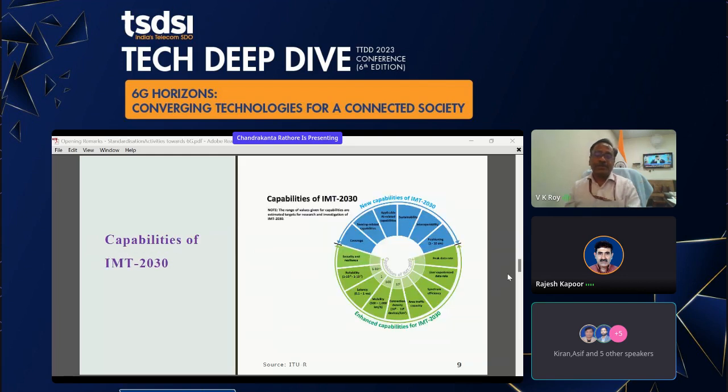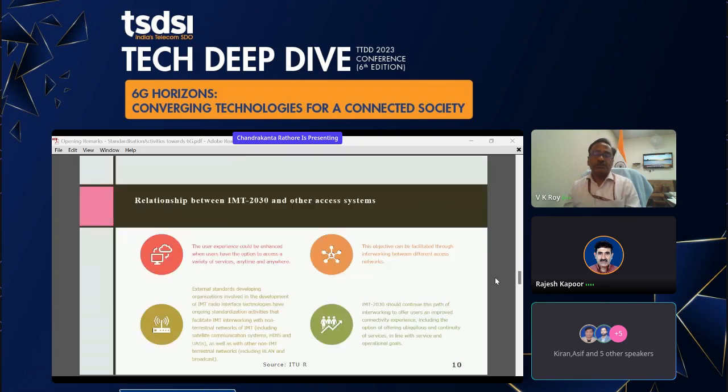So these are the related capabilities. Six capabilities have been added, and many are enhanced from the IMT 2020. So six capabilities, including coverage, sustainability, interoperability. These are the new capabilities of IMT 2030 that will be discussed by the speakers. Next slide, please. So certainly there is a relationship between IMT 2030 and other access systems, and that is required to be maintained, backward compatibility and relation with other access systems, even for non-IMT systems, that is required to be maintained. Next slide, please.